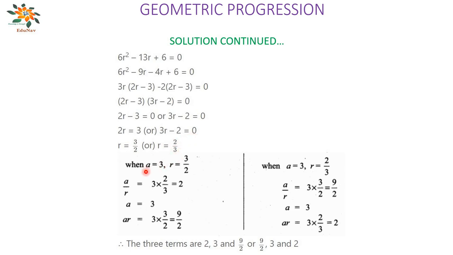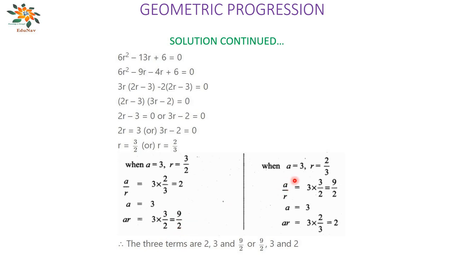Now when a equals 3 and r equals 3/2, let us write the first three terms of the GP. We have the terms a/r, a and ar, which will give us 3 into 2/3, that is 2, and of course a equals 3, and a × r will give us 3 into 3/2, which will be 9/2. Therefore the first three terms will be 2, 3 and 9/2.